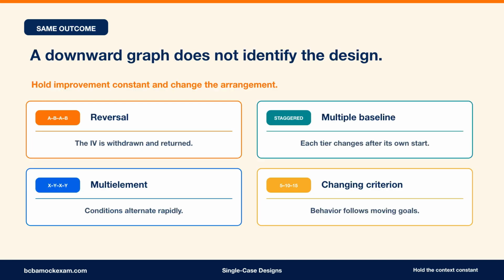A downward trend cannot identify a design. The same improvement could occur during an A-B sequence after staggered starts across rapidly alternating X and Y sessions, or while a criterion moves from 15 to 10 to 5. To identify the design, describe how the independent variable was arranged and where the effect was replicated. This is the final protection against choosing from graph shape alone.